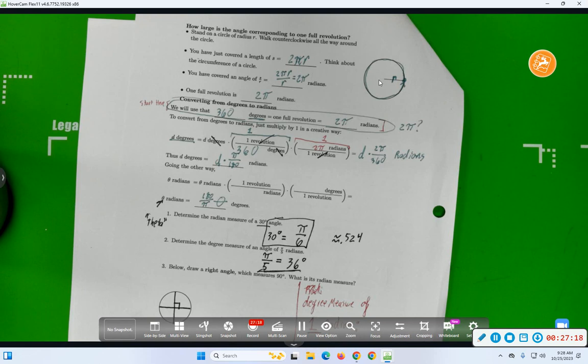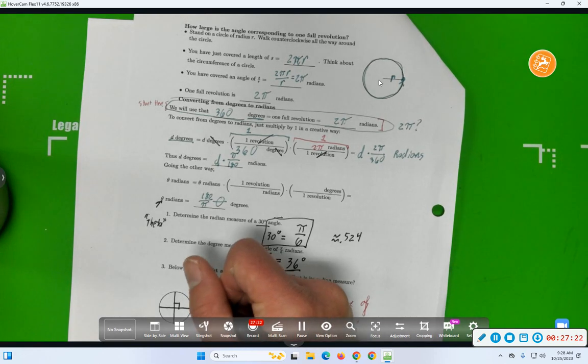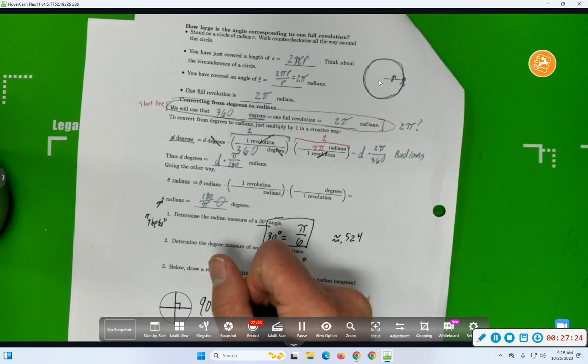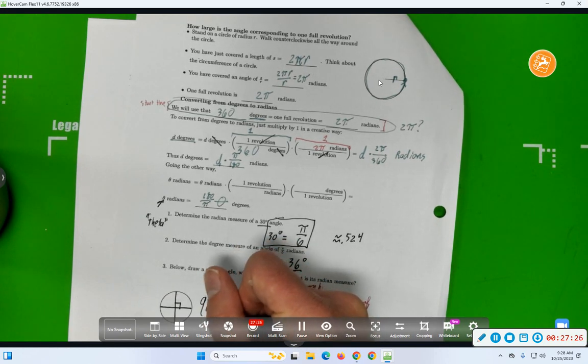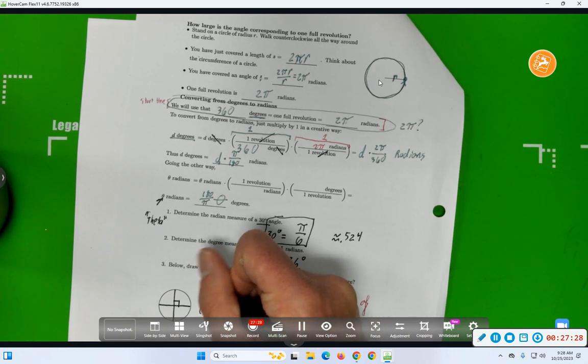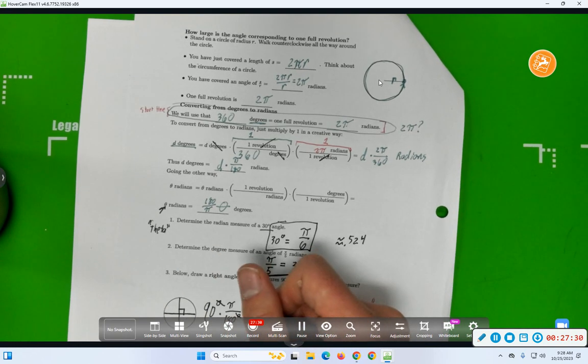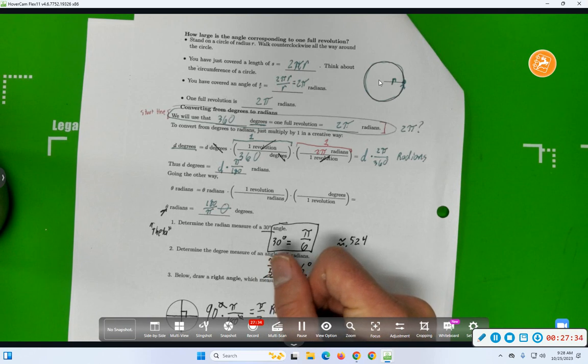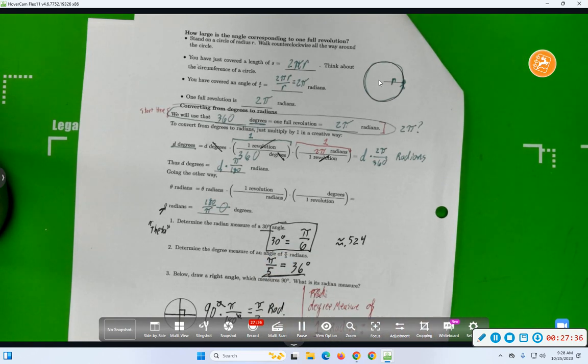I hear a pi over 2? Yeah. So it'll be 90 degrees times pi radians per 180 degrees. Degrees cancel. 90 is half of 180. Cool. All right.